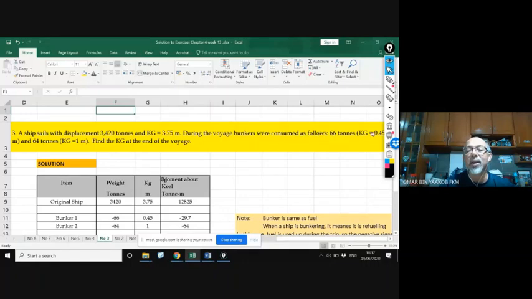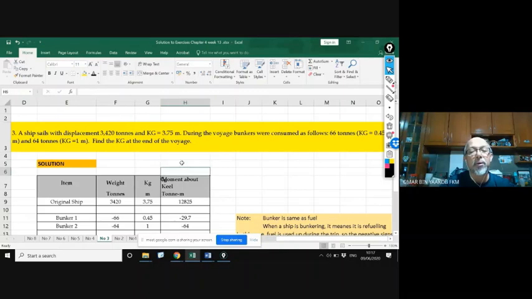66 ton at this kg and 64 ton. Then they have a few tanks. So from one of the tanks, 66 ton was taken. The other tank, 64 ton was taken. So what happened to the kg at the end of the voyage? That's the question.